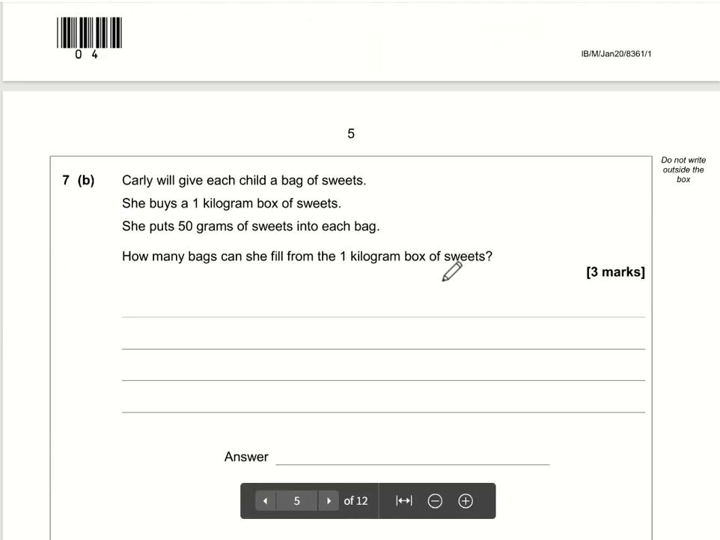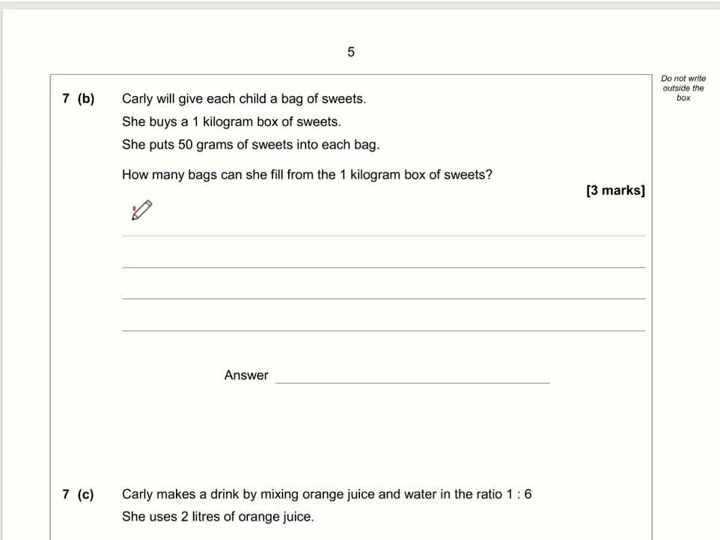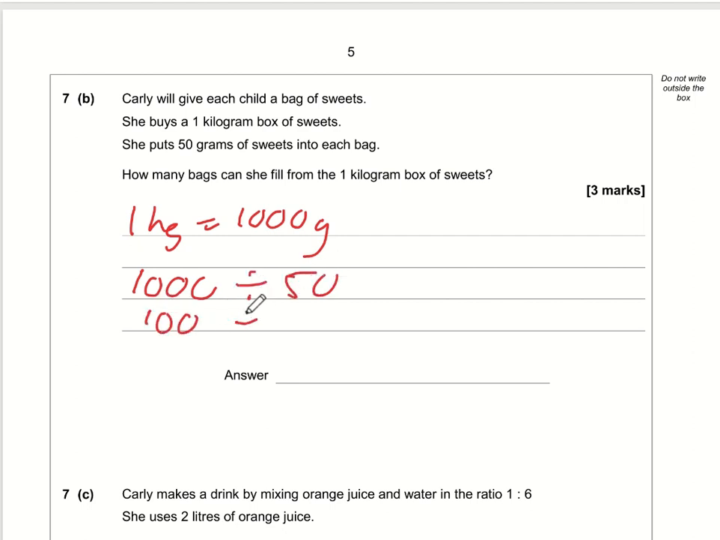Okay, so part B. So what we need to remember here is that a kilo is 1,000 grams. So how many 50s go into 1,000? Well, the question is, what is 1,000 divided by 50? That is the same as what is 100 divided by 5. 10 divided by 5 is 2, so 100 divided by 5 is 20, so the answer is 20 bags.